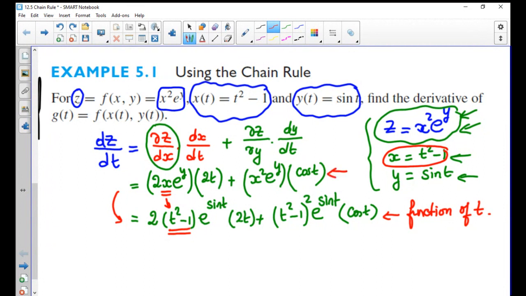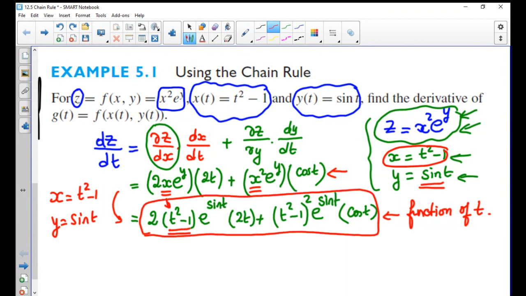So here, once you have this result, you substitute x with t squared minus 1, and the y is sine t. So just replace, substitute, and you will get this. Is it okay? So here, just put x, every x is t squared minus 1, and y is sine t. Just substitute, and you will get the final answer will be this expression here.